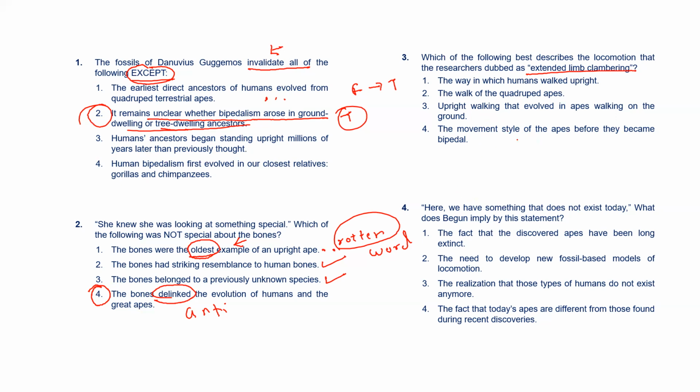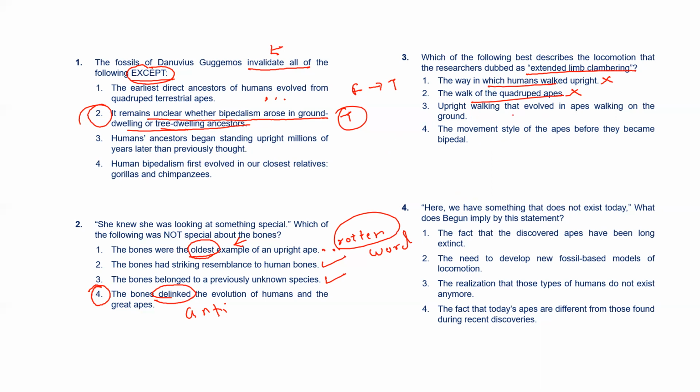Now, can 1 and 2 be the answer? No, because they represent only one side. One talks about only humans, 2 talks about quadruped apes. So these 2 cannot be the answers. And what I am looking for is an option which tells me in a way both the things. All right. So let us see, the way in which humans. So this can't be the answer.